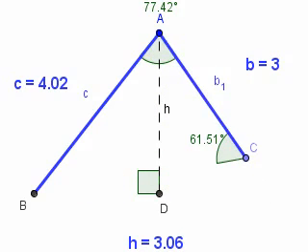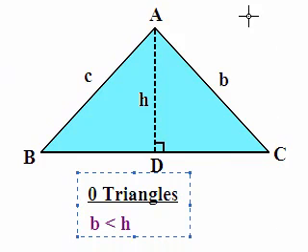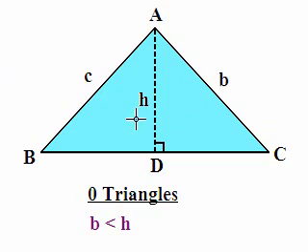So what is the situation that creates 0 triangles? As you can see, when this side is less than the height, there are going to be 0 triangles. So that's the first case. Now let's show you the conditions where you get 1 triangle.